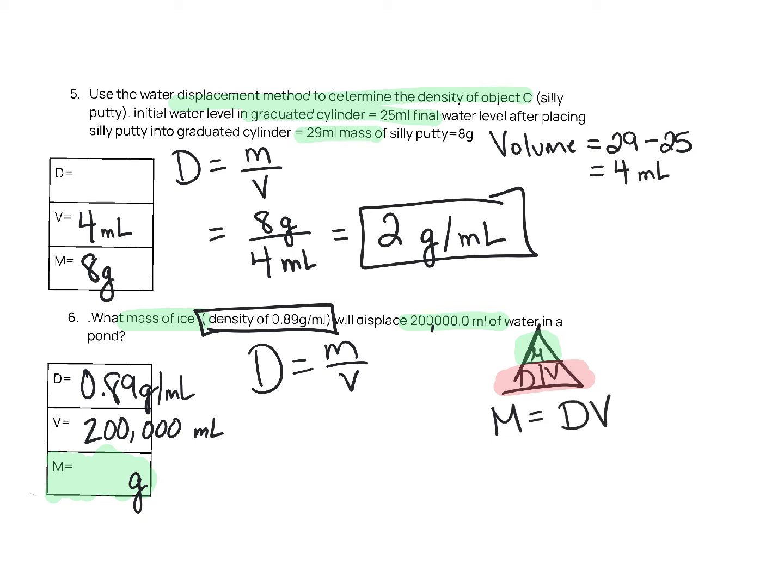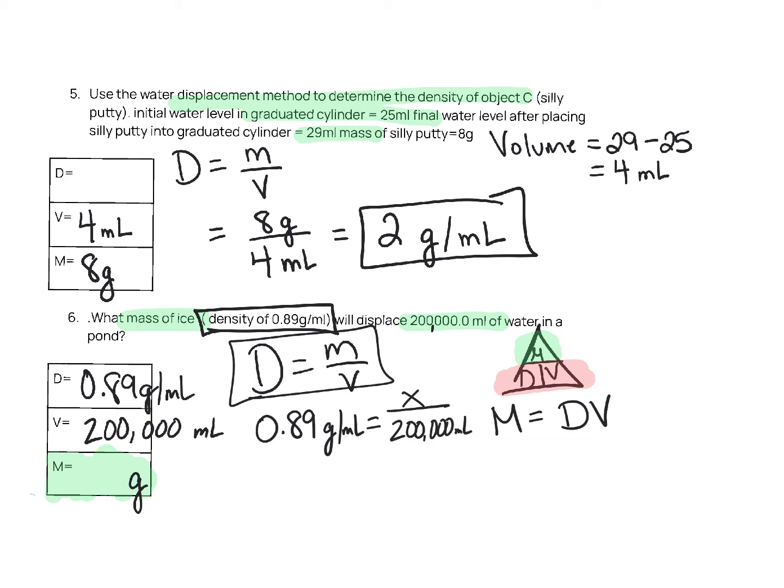I can also rearrange this equation if I wanted to, or I could just do the algebra. So if I do the algebra, 0.89 grams per milliliter is equal to an unknown mass over a volume of 200,000 milliliters. If I want to solve for x, I would multiply both sides by 200,000 so that the 200,000 on this side cancels out and I'm left with just x. So 200,000 times 0.89 will give us our x.